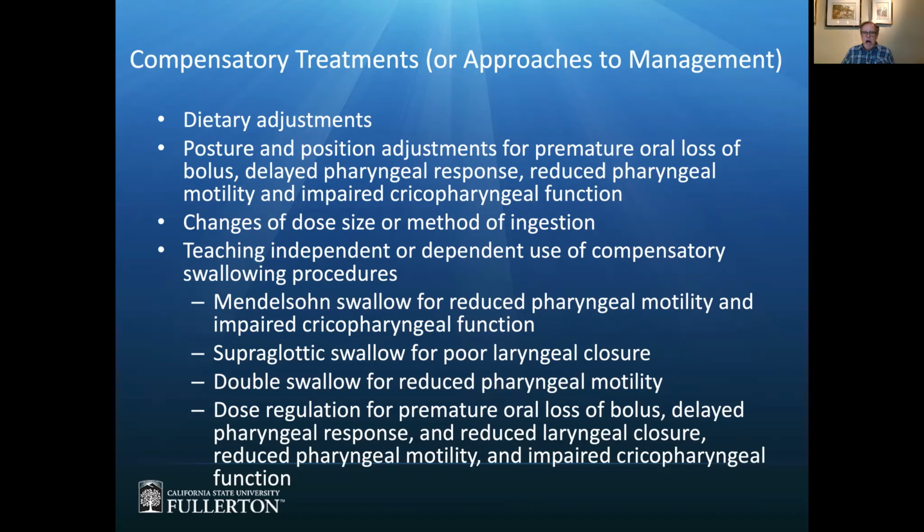Okay, then the double swallow for reduced pharyngeal motility, it's kind of easier, and you can coach somebody through, even if they have a cognitive deficit. For every dose, they swallow twice. What's that for? Reduced pharyngeal motility.